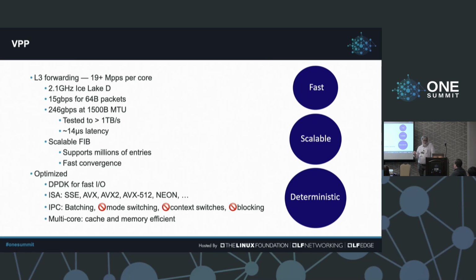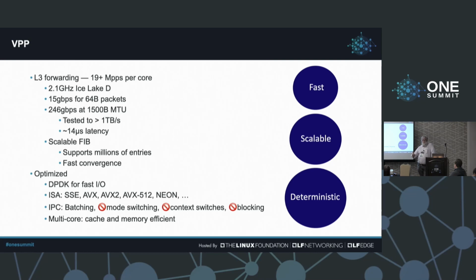So, real top level, L3 forwarding is 19 million packets a second on a little tiny Xeon D. You can buy faster processors. If there's anybody non-technical in the audience, 19 million packets a second is good enough for 15 gigabits at the smallest possible packet sizes, and if you go to 1500s, it's almost 250 gigabits.